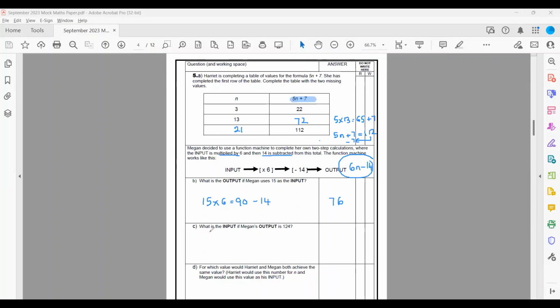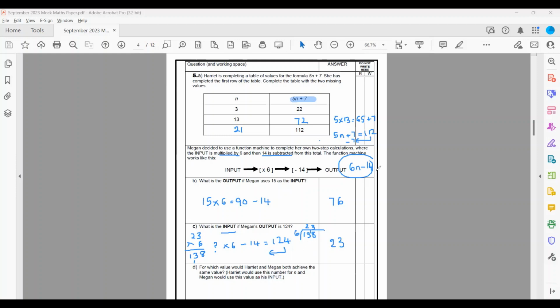Going down to part C, we've been asked what the input is if Megan's output is 124. So we can write our mystery number times 6 minus 14 equals 124. We're going to do the inverse, walking back through the equation, doing the opposite each time. So 124 add 14 would be 138. And instead of timesing by 6, I'm going to divide by 6. 6 goes into 13 twice, carry 1, and 6 goes into 18 3 times, meaning our answer is 23. And you can try that: 23 times 6 will give you 138. Take away 14 will give you 124.